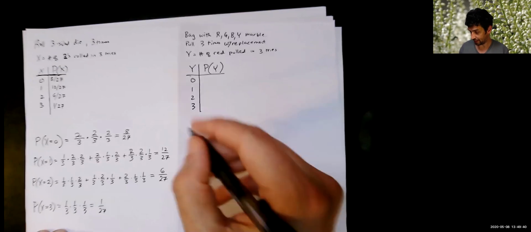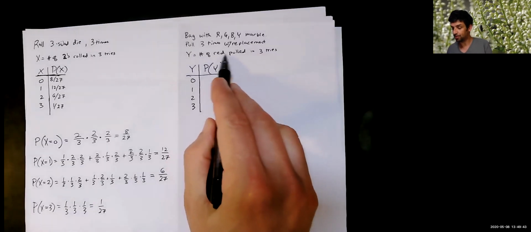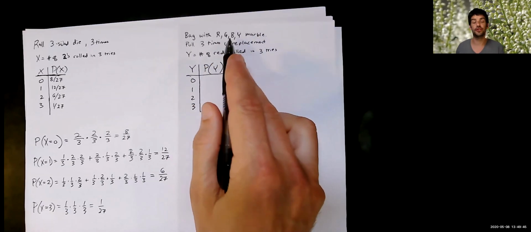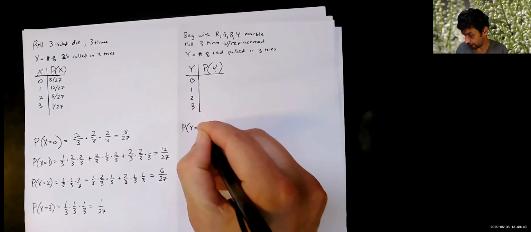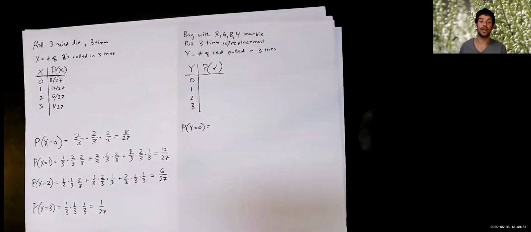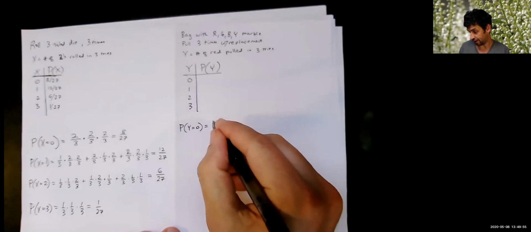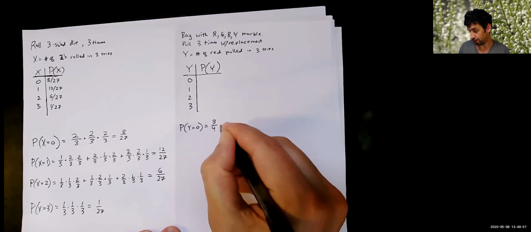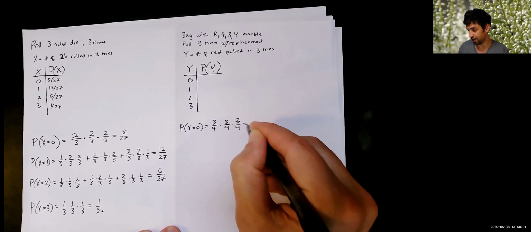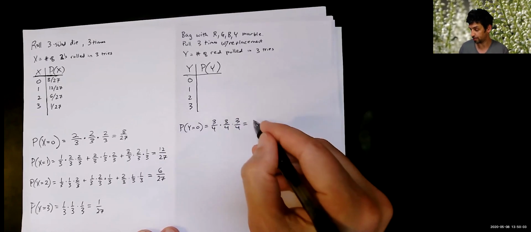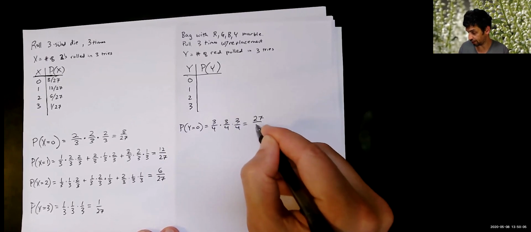Okay? Same idea. Remember, y is the number of reds pulled. There's 4 colored marbles in there. So what's the probability I don't pull any reds? Well, I have to not pull it the first time, not the second, not the third. Right? And the chance of not pulling it the first time is 3 out of 4. Not pulling the second time is 3 out of 4. Not pulling the third time is 3 out of 4. 3 out of 4 times 3 out of 4 times 3 out of 4 gives me 27 out of 64.